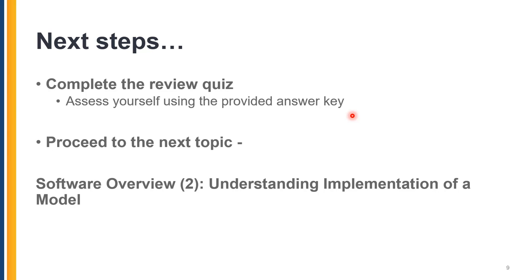When you complete the review quiz, you're ready for the next topic, and that next topic will be Software Overview Part 2, where we talk more formally about the implementation of a model. So we mentioned this being about the interface, and so it lets us see the parts of a model. Well, what if we were going to build one up to try to get to a solution? How would we go about that, and what would it look like?